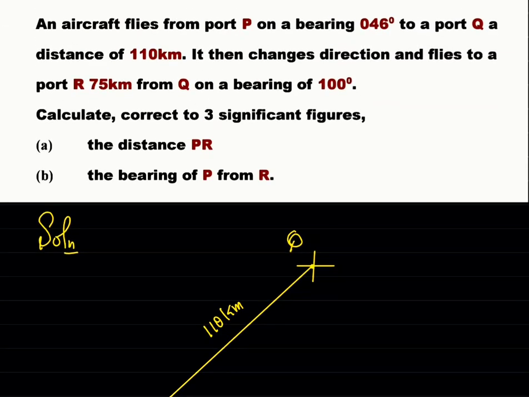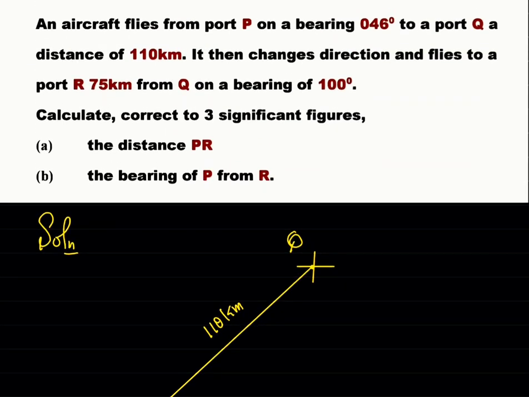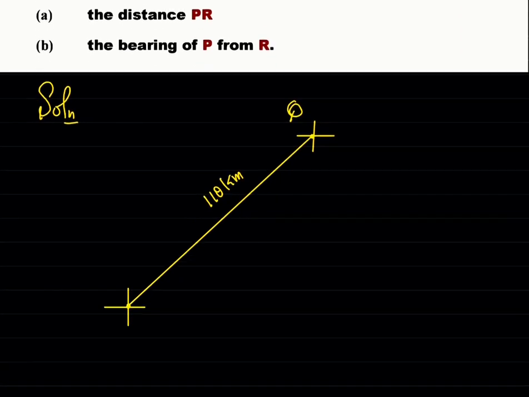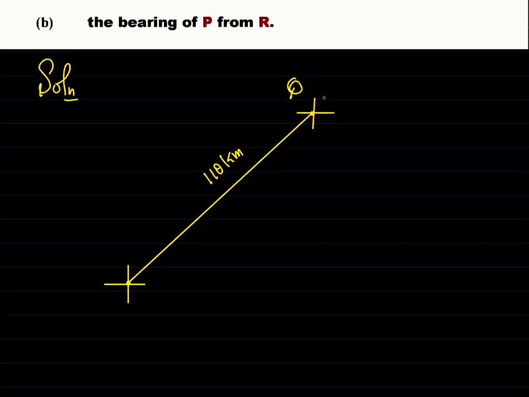Then from the question, we are told that it changes direction and flies to a port R. The distance is 75 kilometers and the bearing is 100 degrees. Now see what I'm going to do. I'm going to come to point R. I will move from the north of Q down, once it gets to 90 plus 10, so it's just a little bit more than 90. So it's 75. This is my 75.